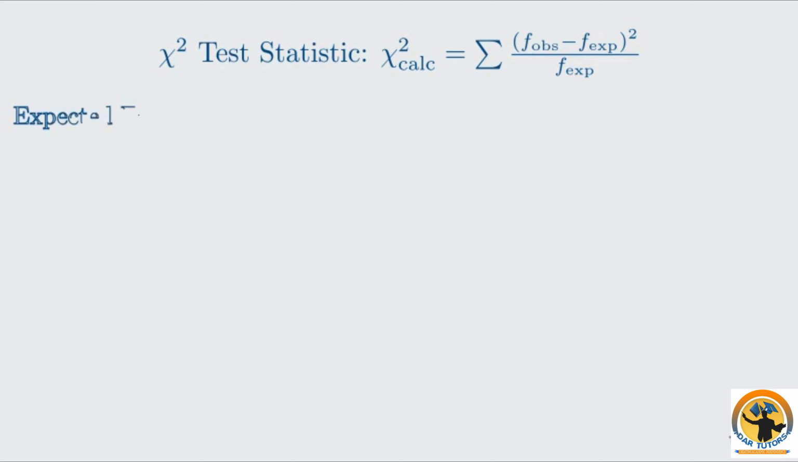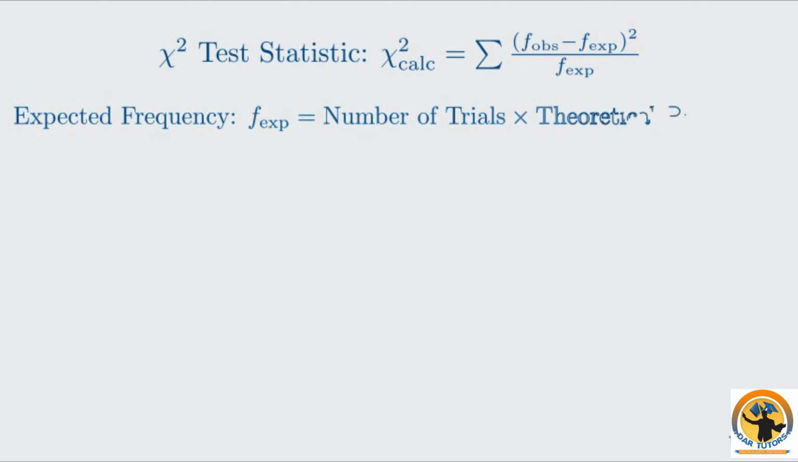First, we need to find the expected frequencies, f_exp. If the die is fair, each of the 60 rolls should be distributed evenly among the 6 outcomes. So the expected frequency for each number is 60 times 1/6, which equals 10. This is what we expect to see for each category if the die were fair.